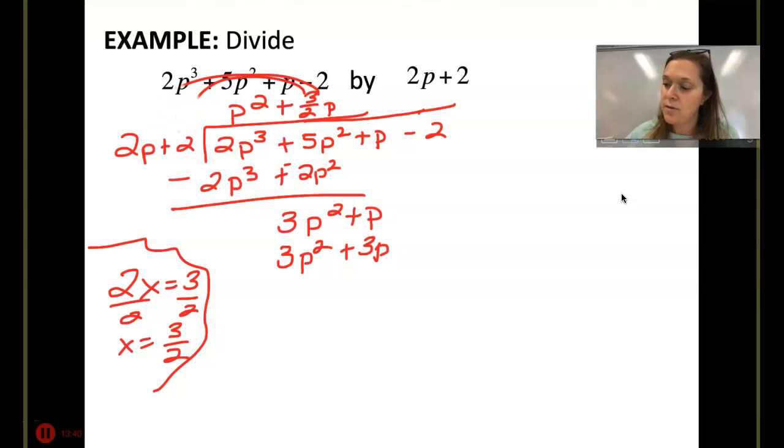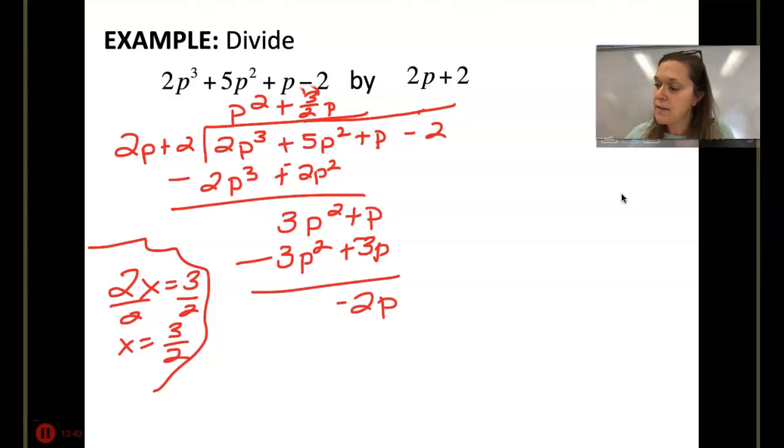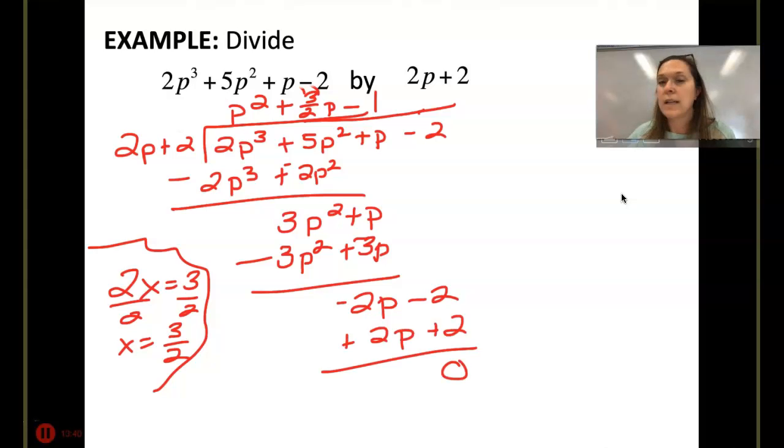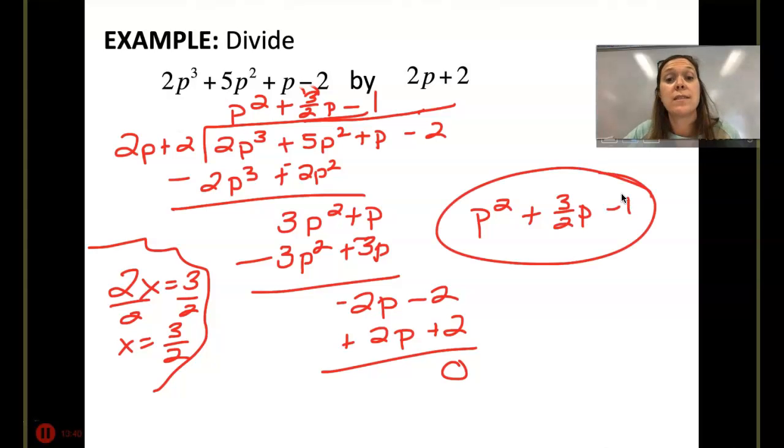Okay, so that's not too shabby right there. Subtracting, oops, undo. Subtracting gets me -2p. Bring down my -2. Okay, so now that's not so ugly. Now that I got rid of that fraction, now I just need to multiply everything by -1. So now that gets me -2p minus 2. Change, gets us a remainder of 0. So p squared plus 3/2 p minus 1 would be your quotient.